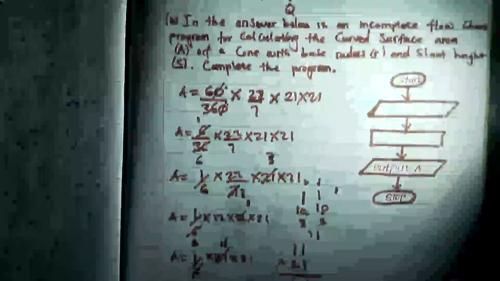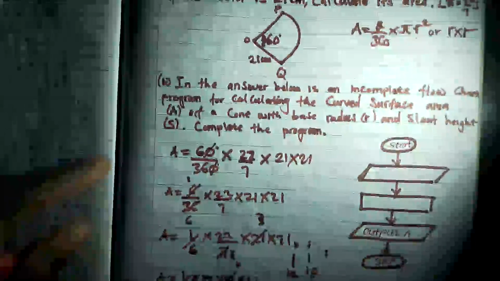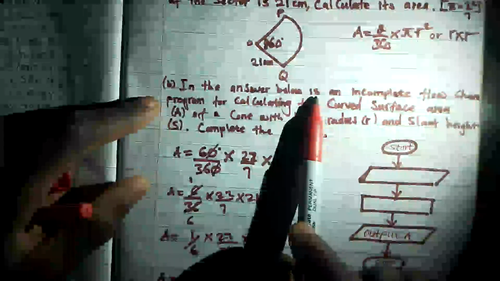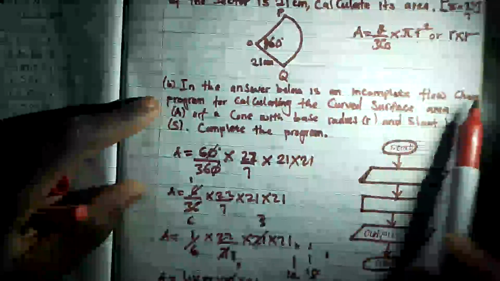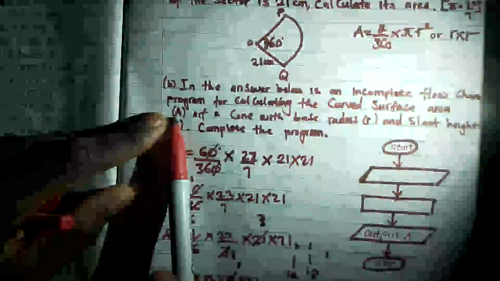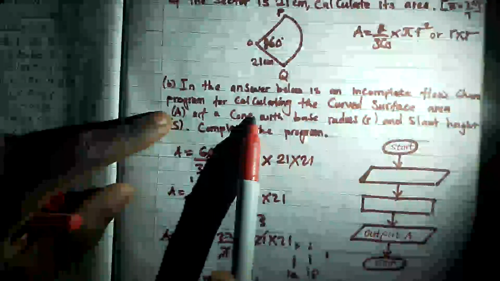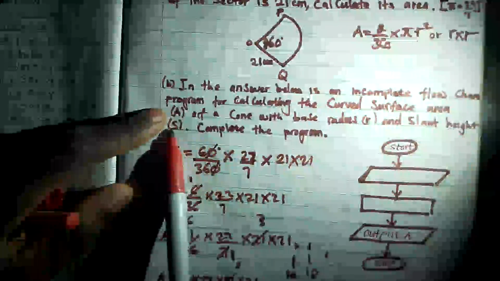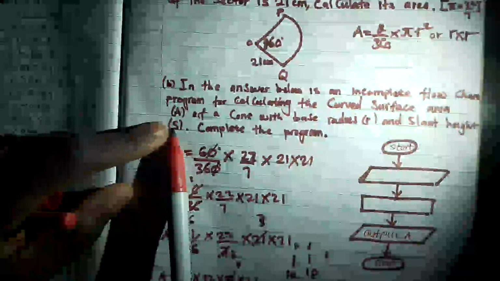Let's try to answer the second one, which is question B. Question B is saying, in the answer space below is an incomplete flowchart program for calculating the curved surface area, which is denoted by capital A, of a cone with base radius R and slant height, which is denoted by S. Then the question is saying complete the program.